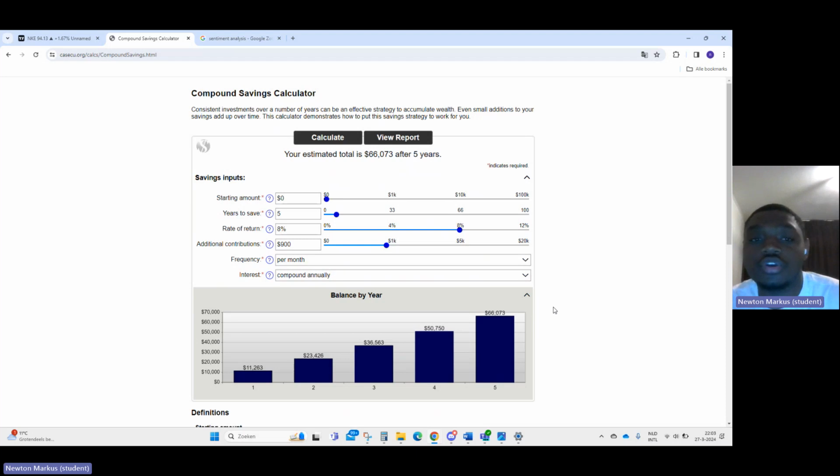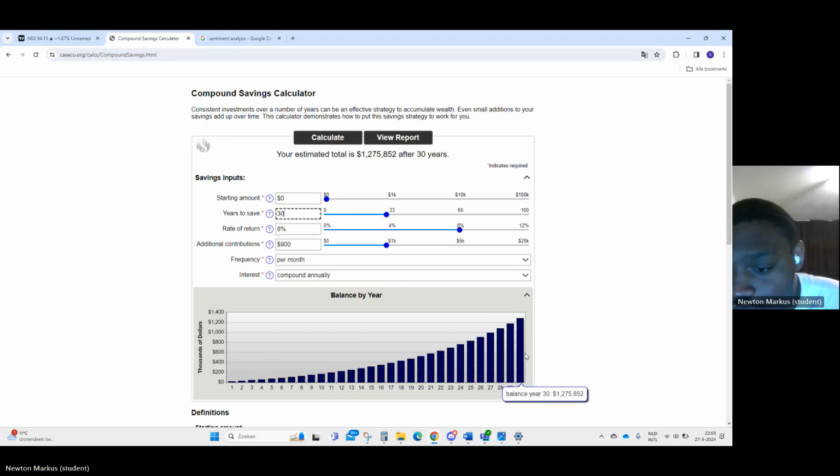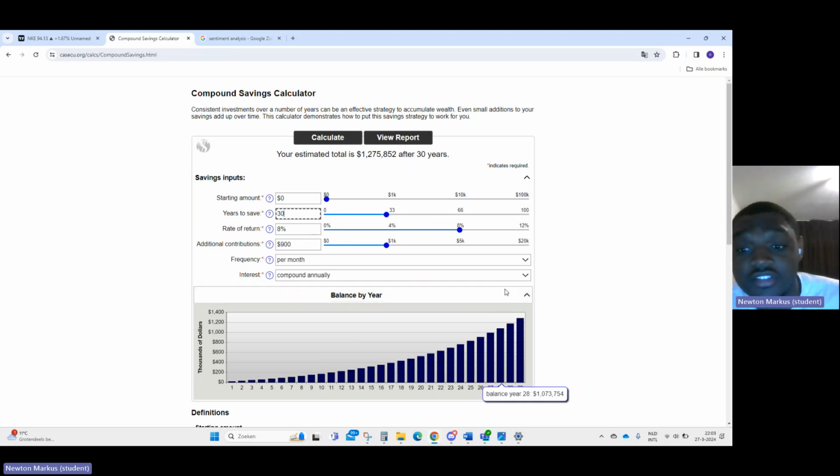With that money, you could open a franchise store. With that money, you could buy a house. But if you do it for 30 years, let's say, you would have $1.2 million. So if you start when you are 25, you would have $1.2 million when you are 55. And this is a good age.